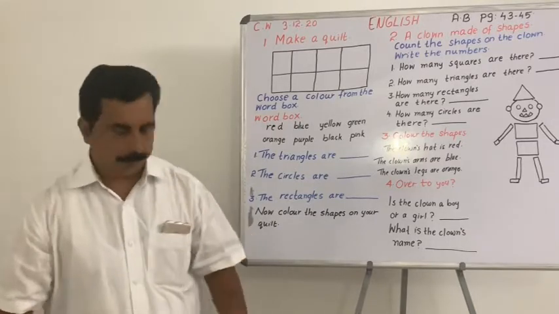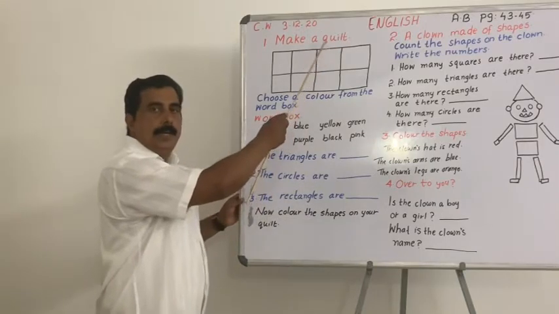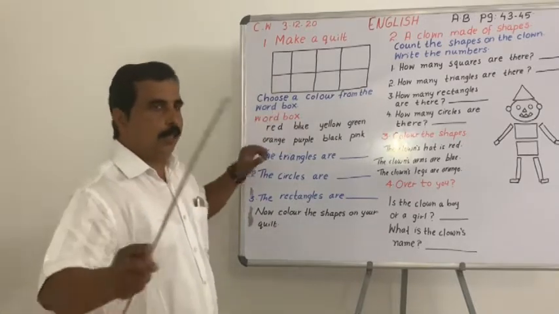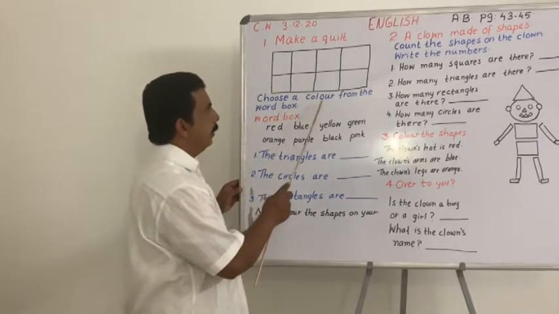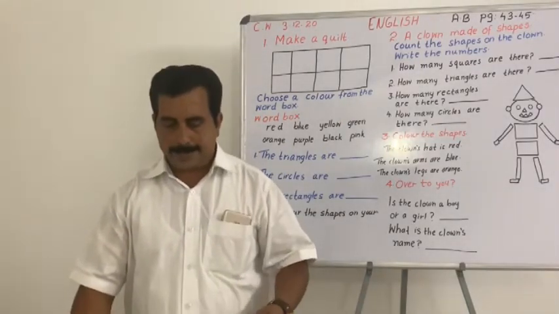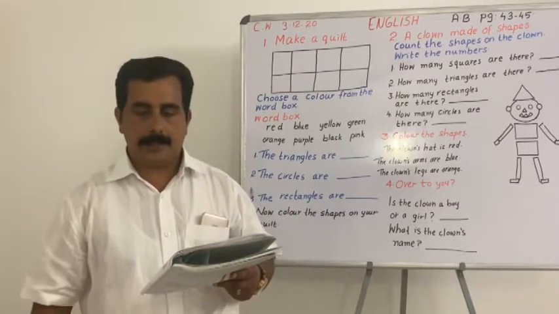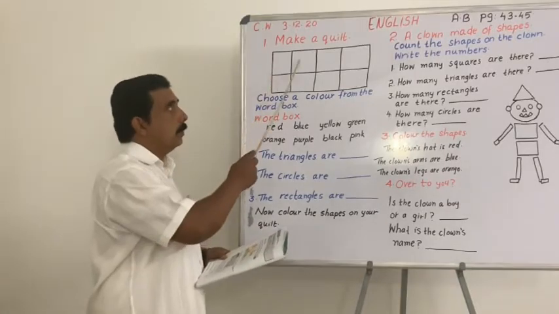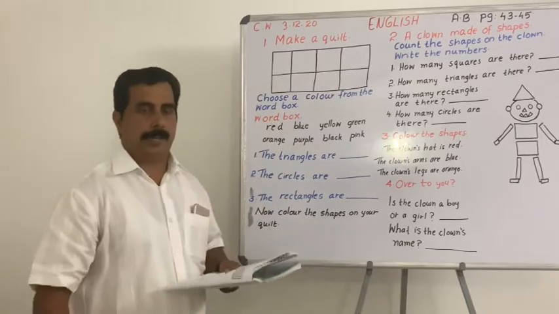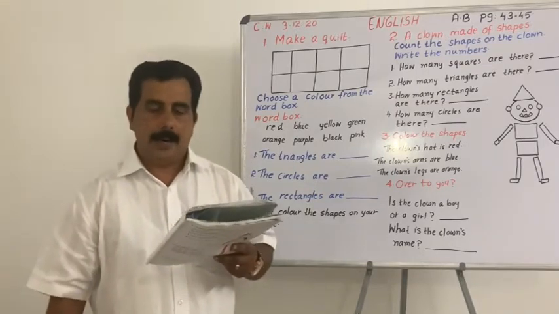Now, number 1. Make a quilt. You will find a box. Make a quilt means that you are going to make a beautiful blanket. I will read the question to you. Make a quilt. Draw a shape with a pencil in every square on the quilt below. Now you are going to draw some shapes here. 1, 2, 3, 4, 5, 6, 7, 8 boxes are there. You are going to draw a shape with a pencil in every square on the quilt below.